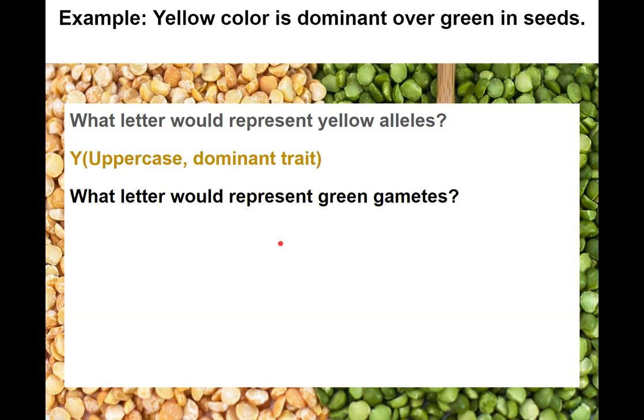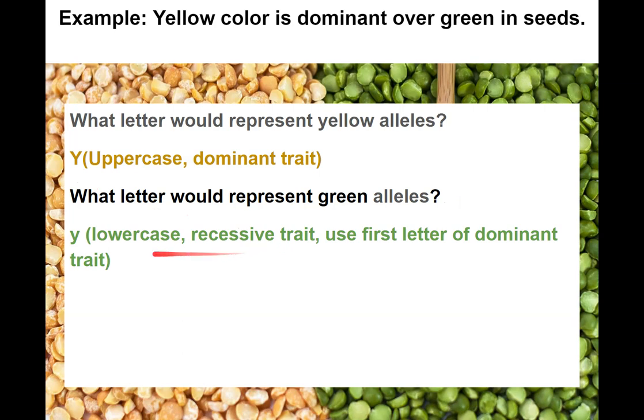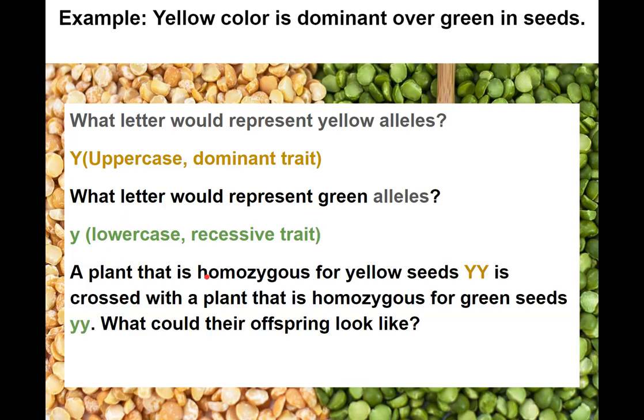Now, before you say G, because that's the automatic thing, remember it's got to be the same letter as this. So it's going to be little y, little y. Okay? So it's lowercase. So even though it's green, it's little y because it's recessive to yellow. Yellow is dominant.